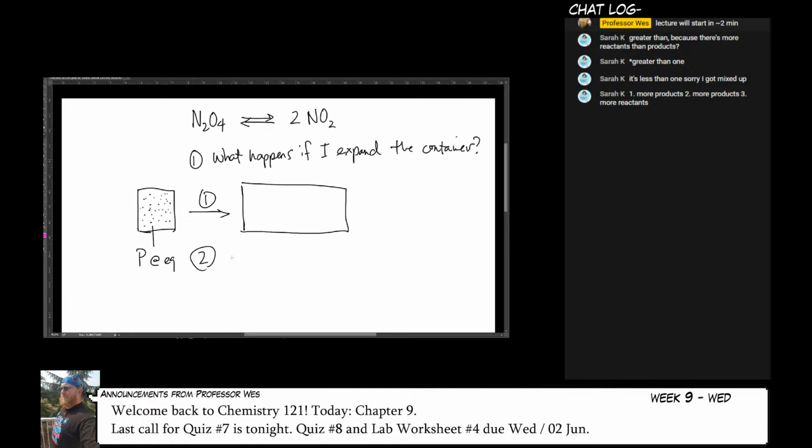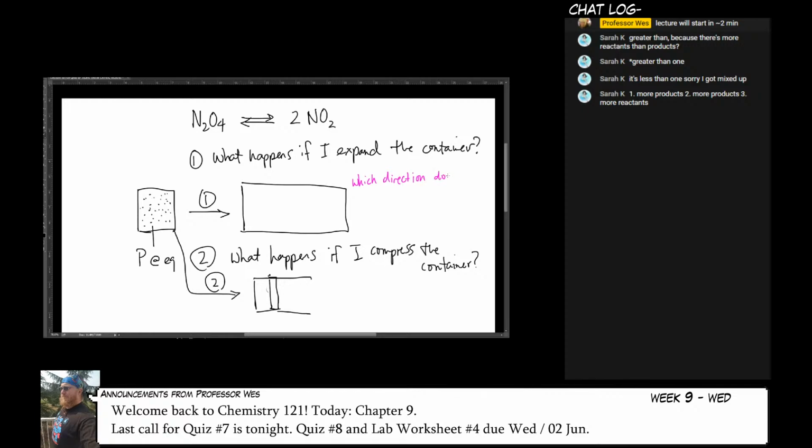And then for problem 2, what happens if I compress the container? For problem 2, we're going to make the container like a third of its size. So there's my container. Okay, so what I want you to tell me is which direction does the equilibrium shift in both cases?